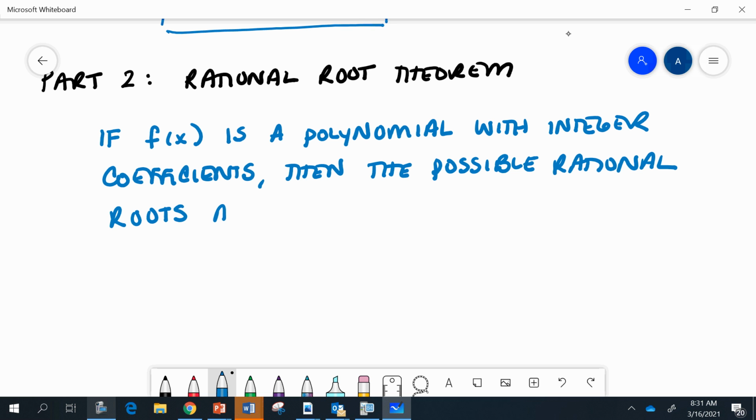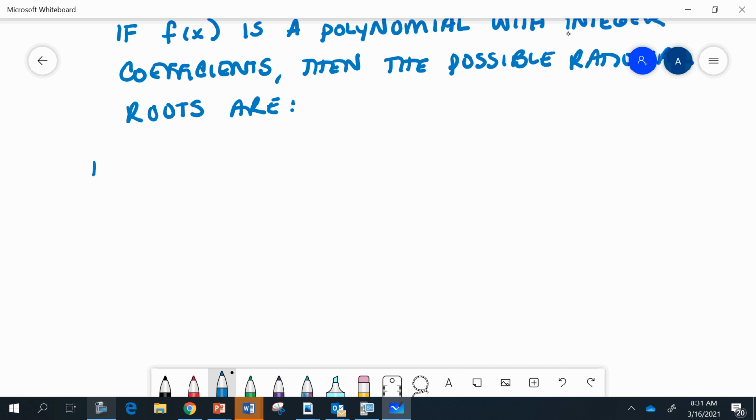The possible rational roots are, and what we do is we express it as a ratio as plus or minus P over Q. Okay, so what does this P over Q stand for? So basically we can express all the rational roots as fractions. So how do we define what this P over Q is? The P is equal to plus or minus factors of the constant term.